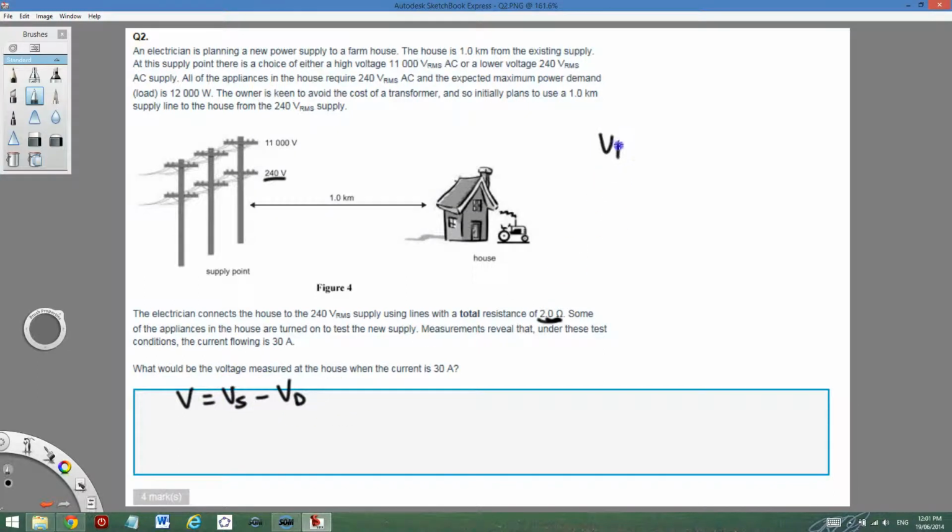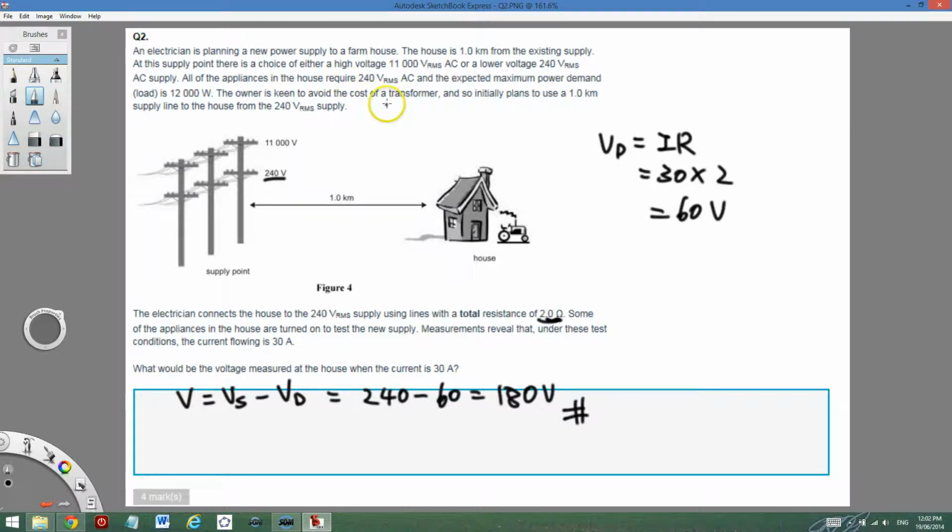The voltage drop is basically V equals IR, the current times the resistance of the wire, which is the voltage used by the wire. 30 times 2 is 60 volts. So you have 240 take away 60, which is 180 volts. The owner doesn't want to use a transformer. Doing that over a kilometer length, it just doesn't work.